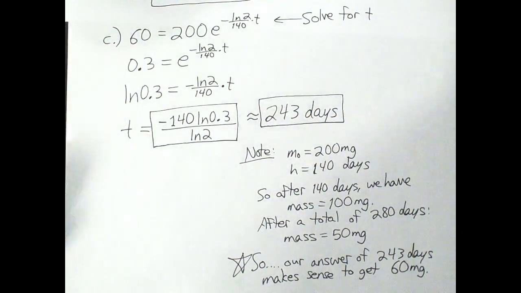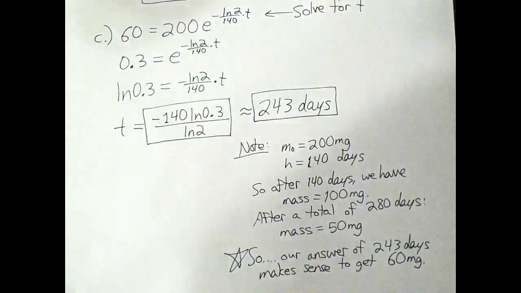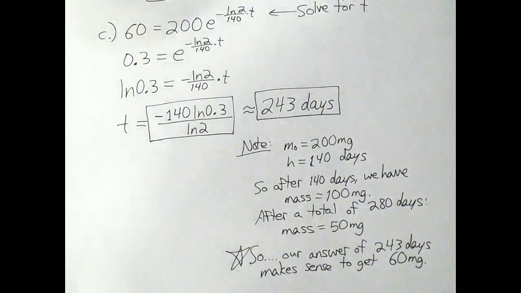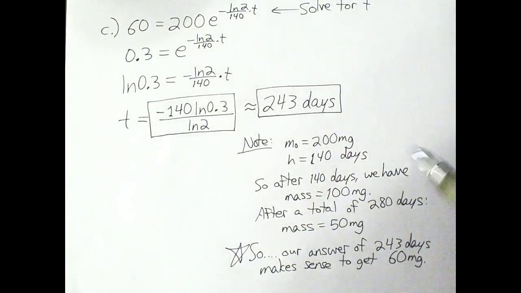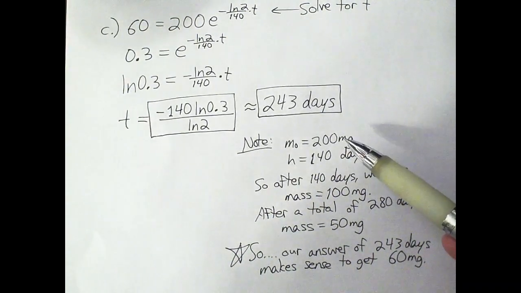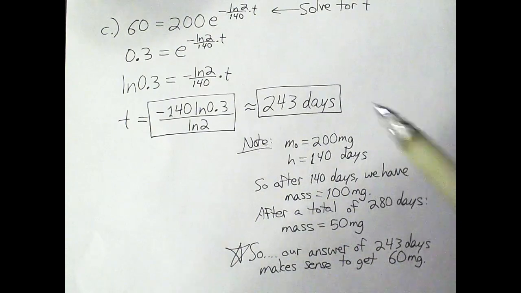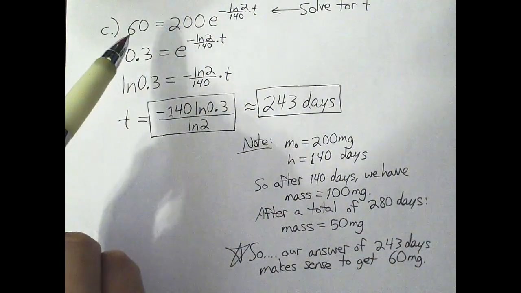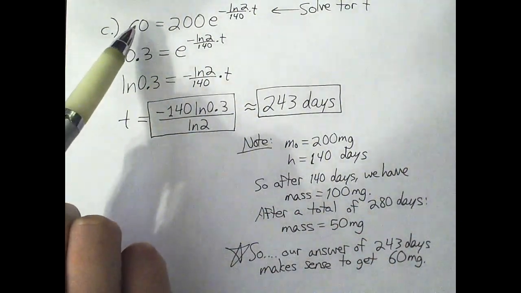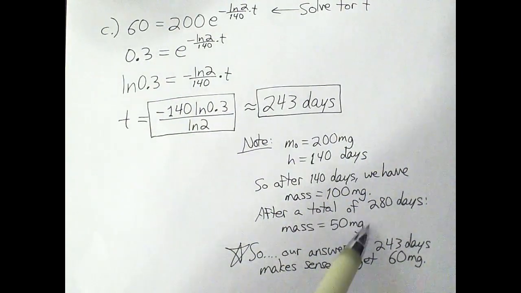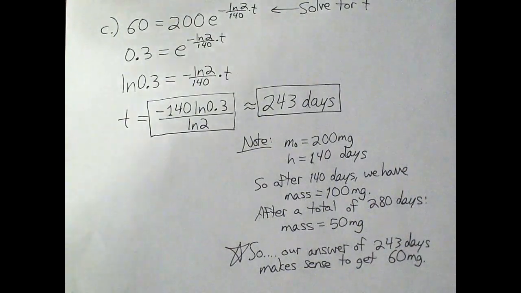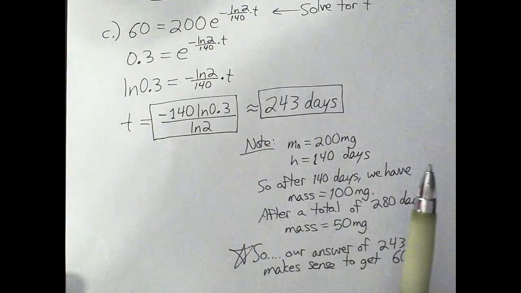Sometimes with word problems, I like to try to do a reality check like that. Do these numbers all kind of make sense with what we know? Half-life means we drop from 200 to 100 to 50. It takes 280 days to drop down to 50. This problem was asking us not about 50, it was asking us about 60. So the answer that we got was a little bit less than 280 days. It was 243 days.